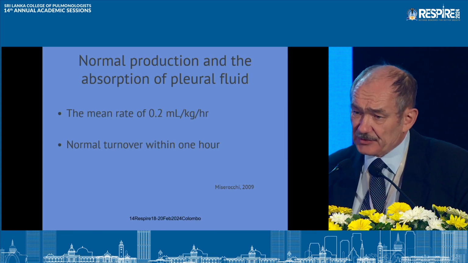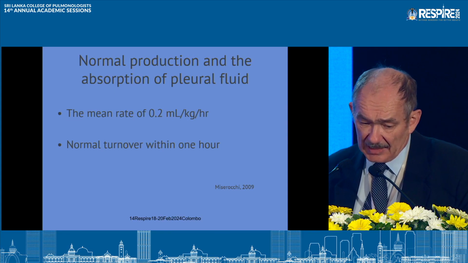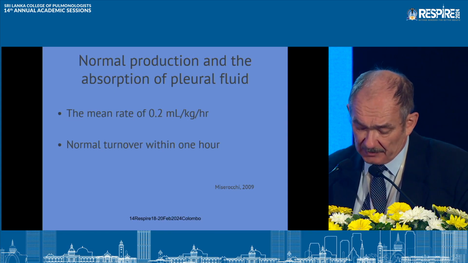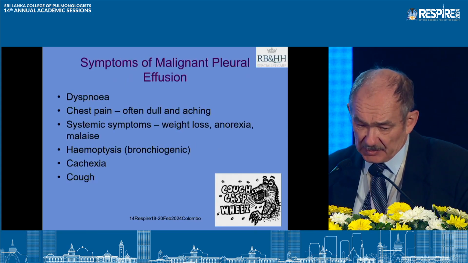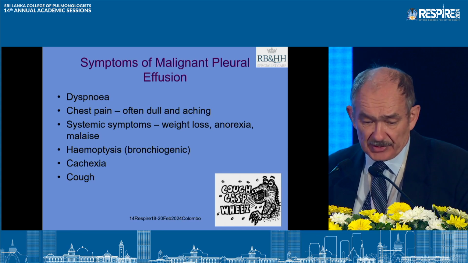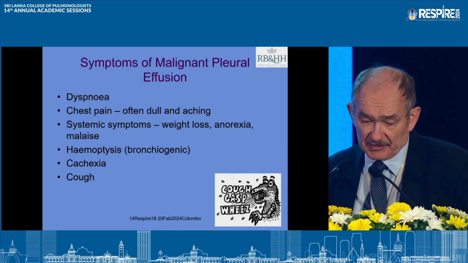So the basic physiology data says that the mean rate of accumulation and absorption of pleural fluid would be 0.2 milliliter per kilo per hour, and fluid should normally be replaced within 1 hour with complete turnover. Symptoms of these complications are numerous, but the main one is dyspnea. However, some patients may not have any symptoms at all.